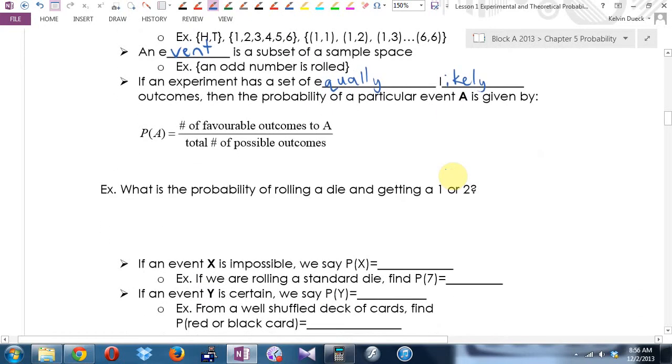So, example. What's the probability of rolling a die and getting a 1 or a 2? How would I write that mathematically? I would write P bracket 1, comma 2, or you could say 1 or 2. What is the probability of getting a 1 or a 2 when you roll a die? 2 out of 6.